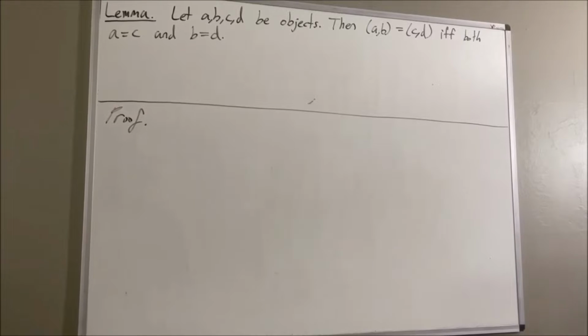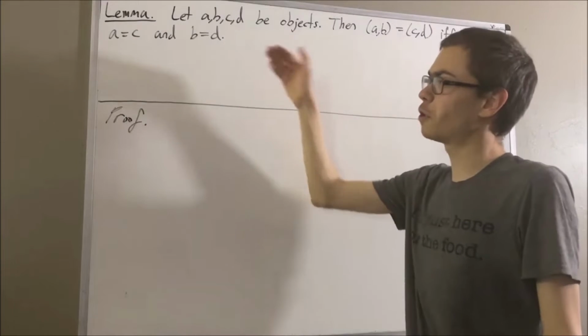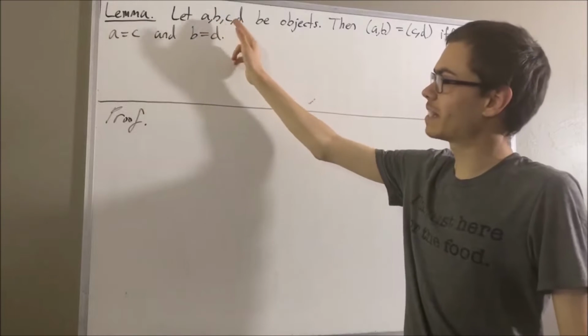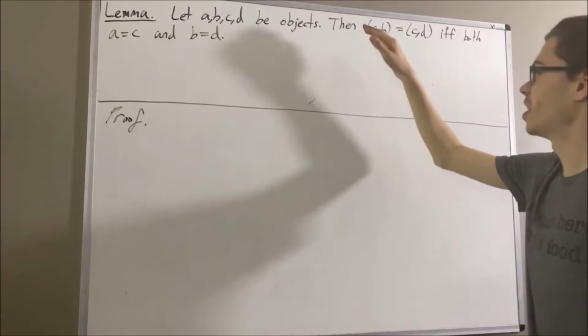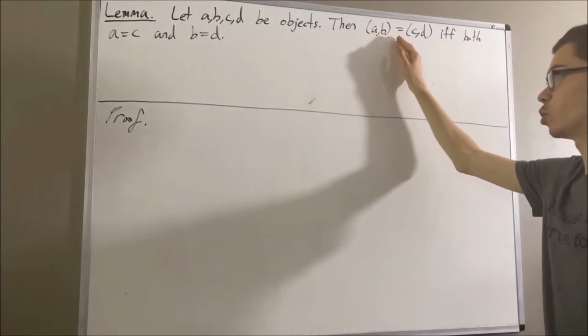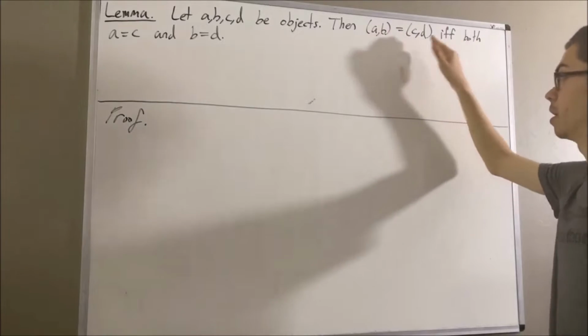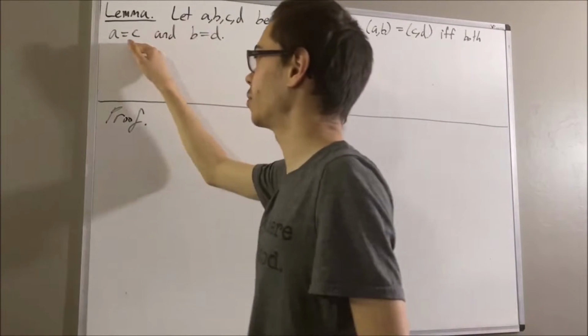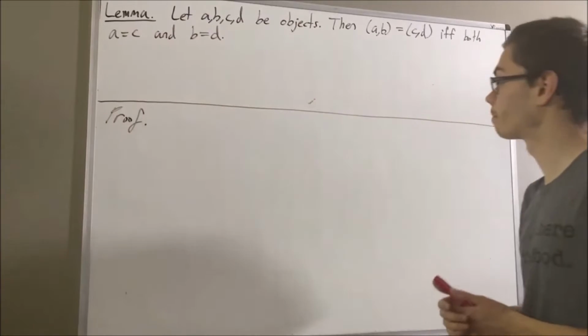Hello! In this video, we are going to prove the following lemma. Let A, B, C, and D be objects. Then the ordered pair A, B is equal to the ordered pair C, D, if and only if both A is equal to C and B is equal to D.